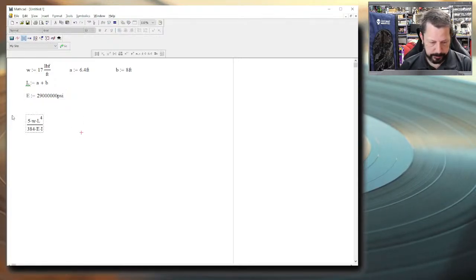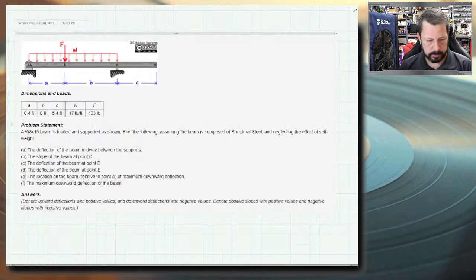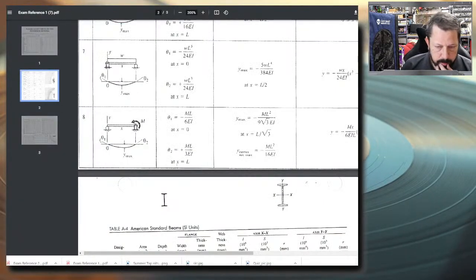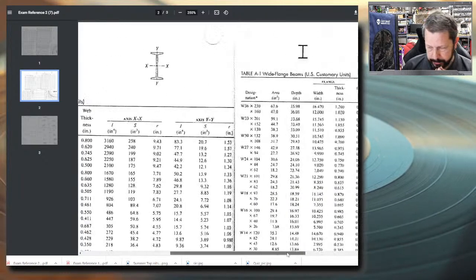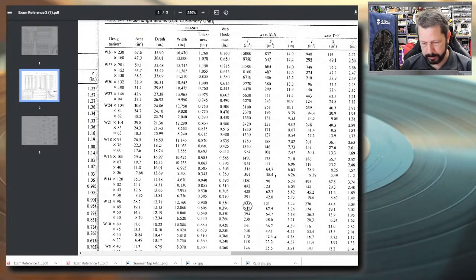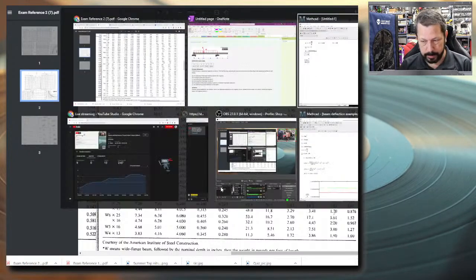I will have to figure that out. It was a W8 by 15, I think it said. So that means we can look it up. There it is, W8 by 15. So let's see where our W beams are. There's W. So we're looking at this column here, and we're looking for 8 by 15. We're looking for 48, and the units on that are inches to the fourth power.